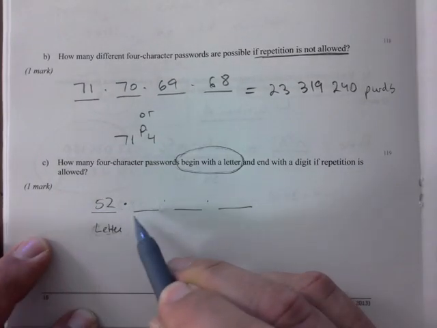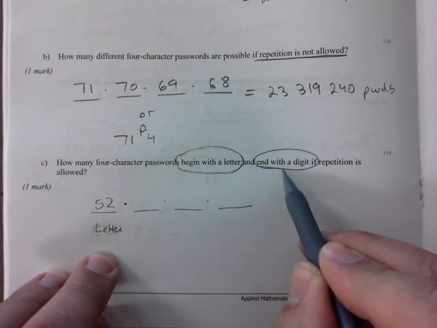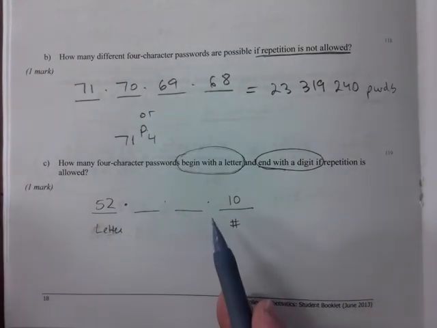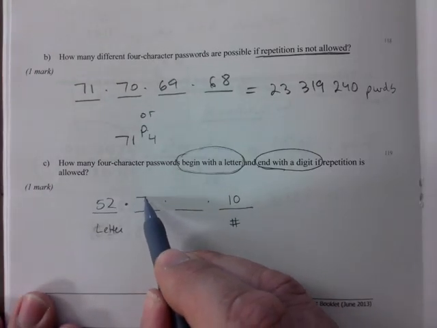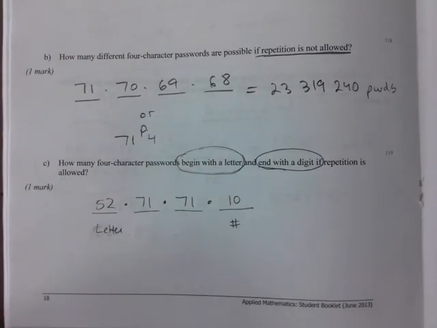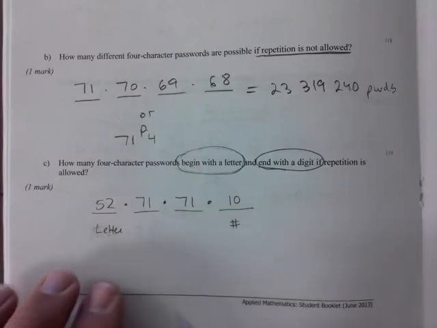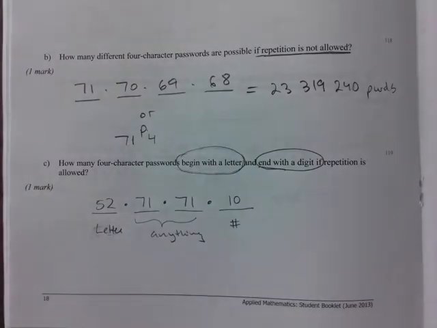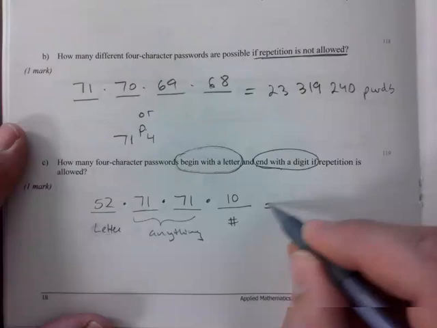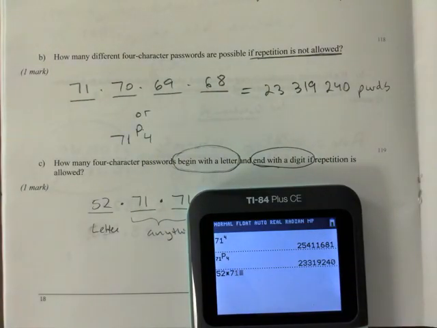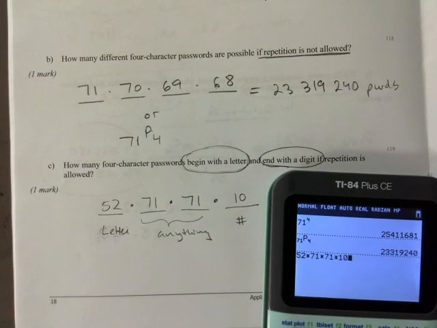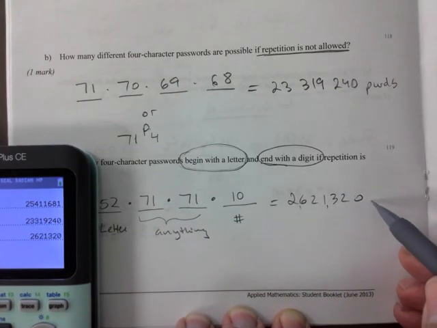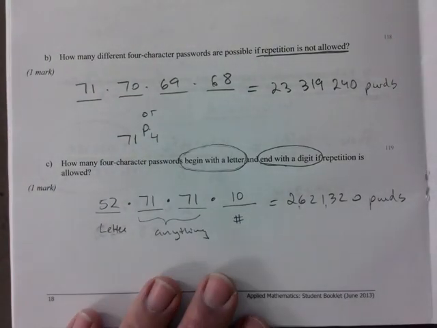Times, times, times. I will do the next one. End with a digit. This is a digit, so a number. So I have 10 there. And in between, I don't care. How many do I have here? 71 and 71. Because these ones, anything can go in here, and repetition is allowed. So I don't have to worry about whether I've used that letter, or should this number go down. Do not worry about it. So we go 52 times 71 times 71 times 10. So there we have it, 2,621,320. So it's 2 million and something passwords. There you go. So 3 marks already done.